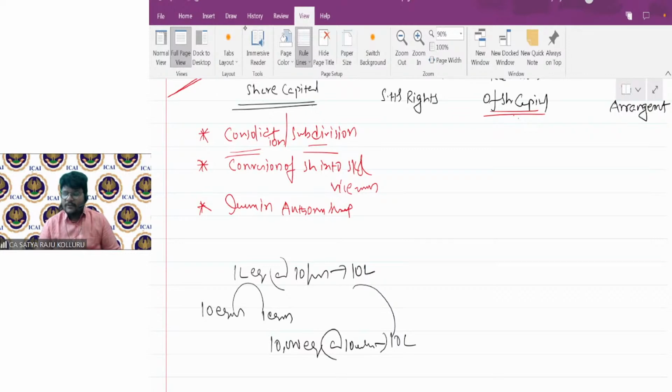The only change is the face value per share. Earlier it is 10 rupees, right now it is 100 rupees. There is a change in the number of shares. Earlier it is 1 lakh, right now it is 10,000 equity shares.